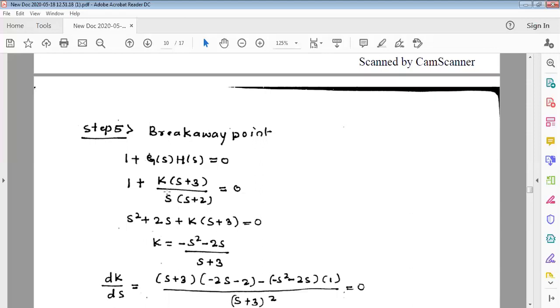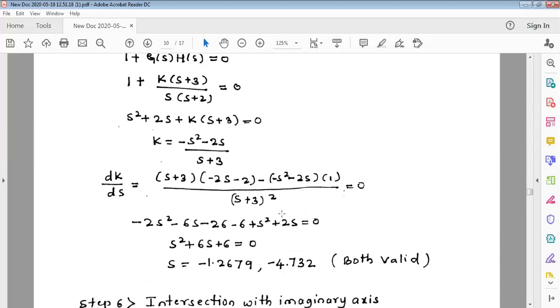If you take the LCM and simplify, we get s square plus 2s plus k(s plus 3) is equal to 0. If I eliminate for k, k will become minus (s square minus 2s) whole divided by s plus 3. So we need to differentiate this with respect to s to get the breakaway points.